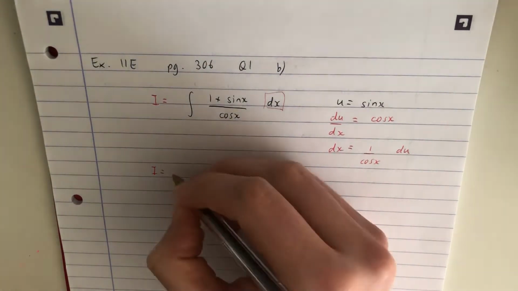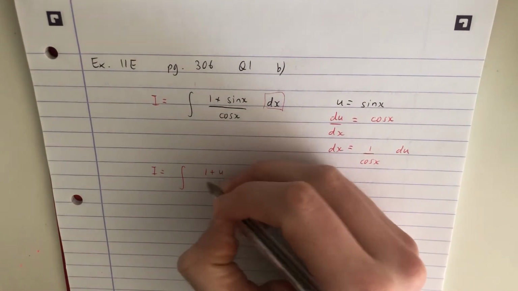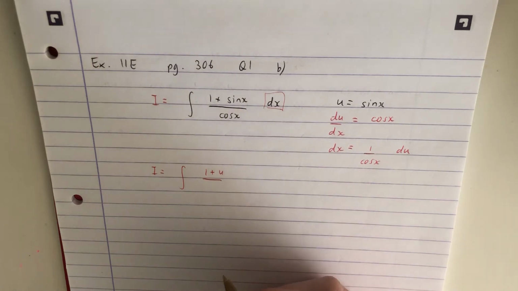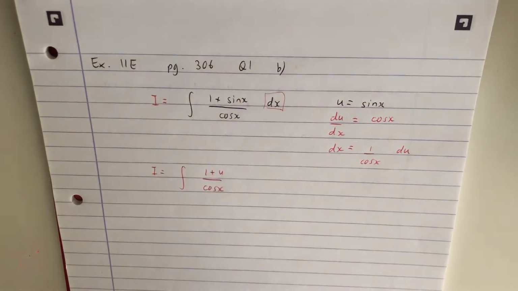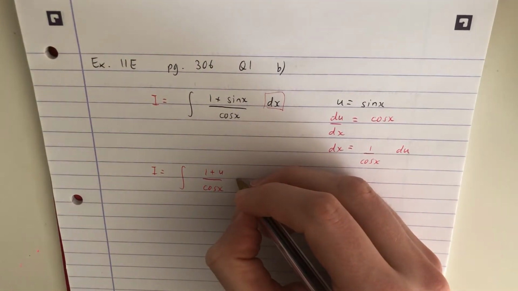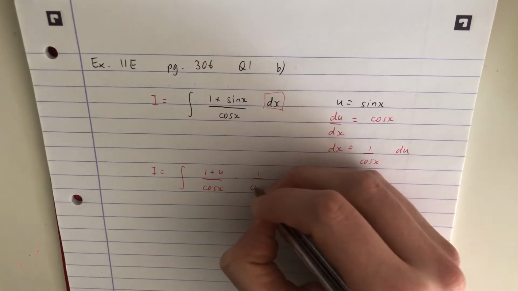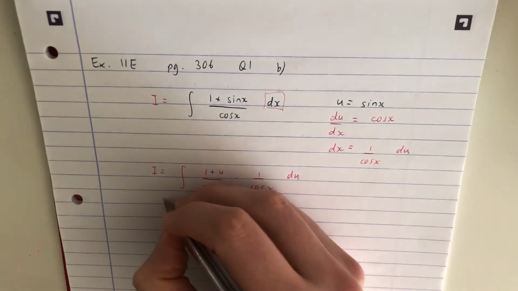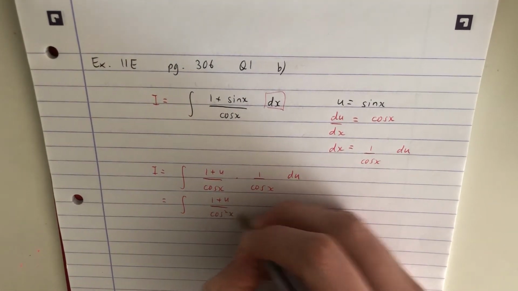So I'm going to call this I, and then I would be equal to the integral of 1 plus sin x, or 1 plus u, over cos x. Now it's not easy to convert cos x into sin x's, so I'm not going to bother with that. Leave that as cos x for now. And then times by dx, which is 1 over cos x du. And this should be easier. So (1 + u) over cos squared x du.